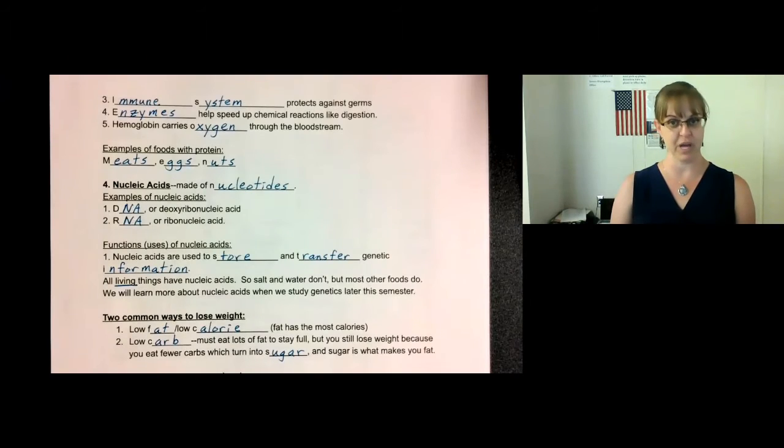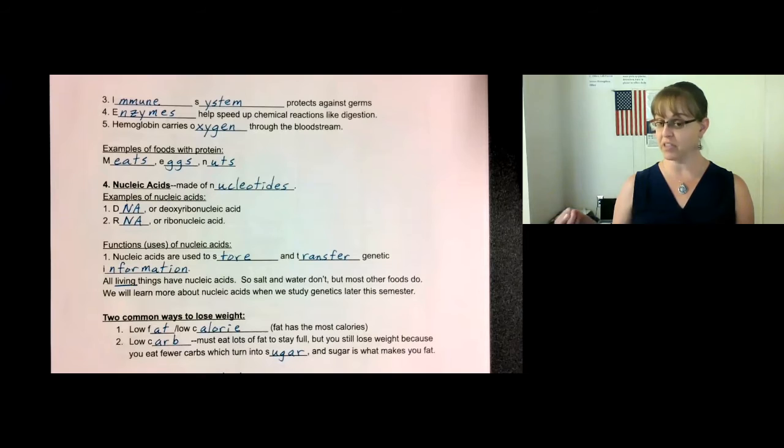Finally, the fourth group of macromolecules are nucleic acids. Nucleic acids are the polymer, the large molecule, and nucleotides are the monomers, the building blocks that make nucleic acids. So, an example of nucleic acids are DNA and RNA. DNA stands for deoxyribonucleic acid, and RNA stands for ribonucleic acid. And DNA and RNA are used to store and transfer genetic information.